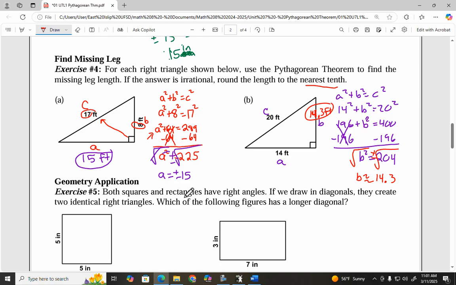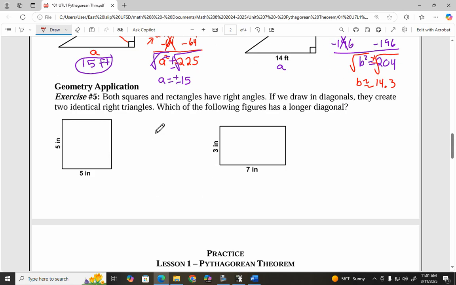And finally, a geometric application. So squares and rectangles have right angles in them, right? There's right angles in all four corners of both squares and rectangles. So when we draw a diagonal, we actually create two right triangles. If I connect this corner to that corner, I just made two identical right triangles. In this rectangle, if I connect the corners, I just made two identical right triangles.